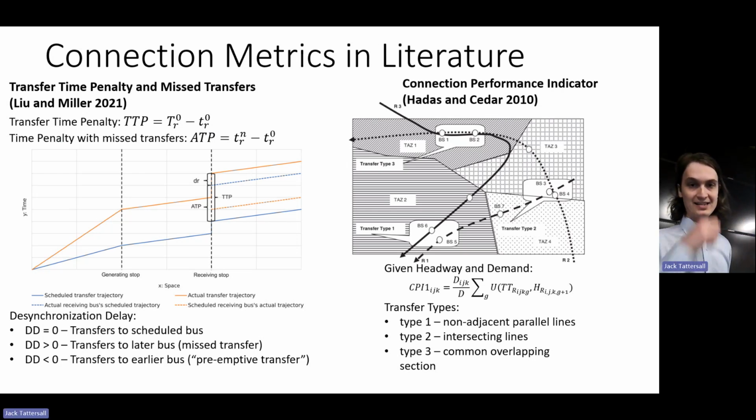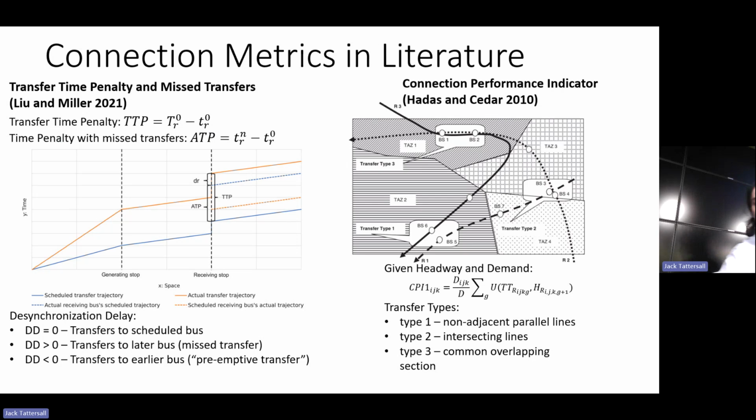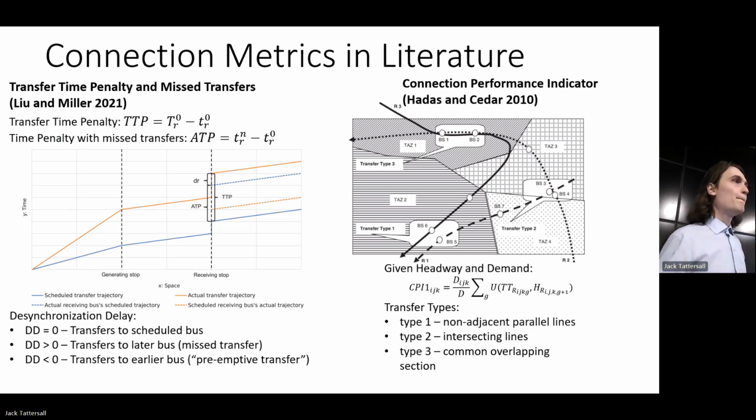On the other hand, Hadass and Cedar developed a connection performance indicator. This looks at the headway on different routes and the demand for a certain connection based on the transfer type. As you can see here, you've got transfers where the lines are parallel, overlapping, or intersecting. That was a categorical variable in the connection performance indicator to measure the quality of connections.